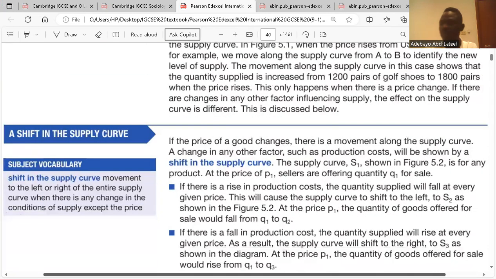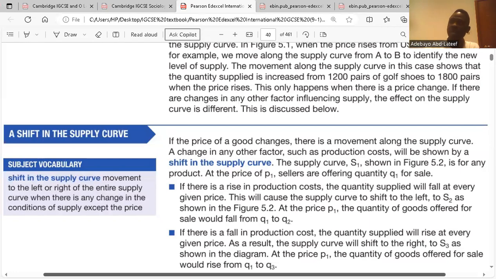Now we are going to shift in the supply curve. A shift in the supply curve is as a result of a change in the non-price factors, such as cost of production. So a price change will bring about movement along the supply curve, which is contraction or expansion.